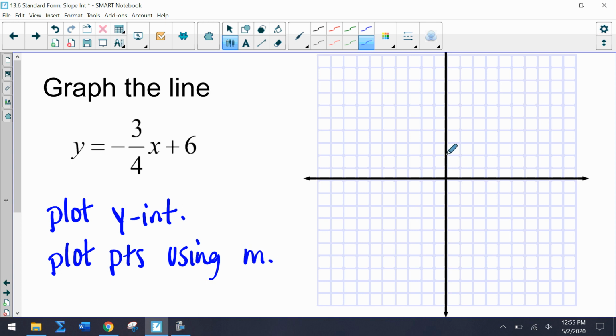So if I start up 1, 2, 3, 4, 5, 6, I can now use the slope. So this is -3/4. I'm going to go down 1, 2, 3, and then over 1, 2, 3, 4. And then we can connect the dots.